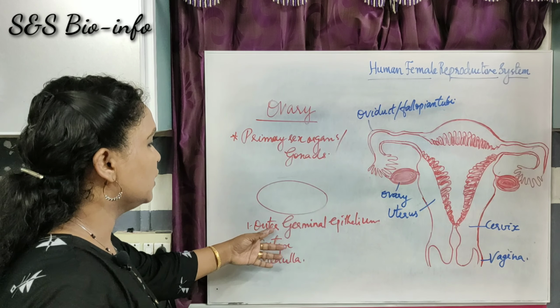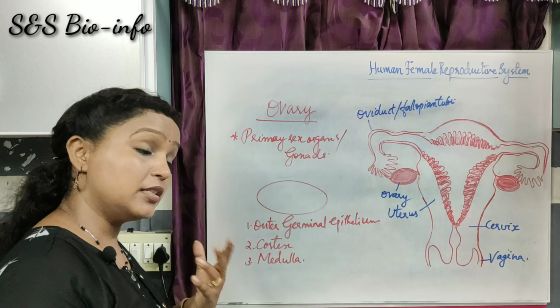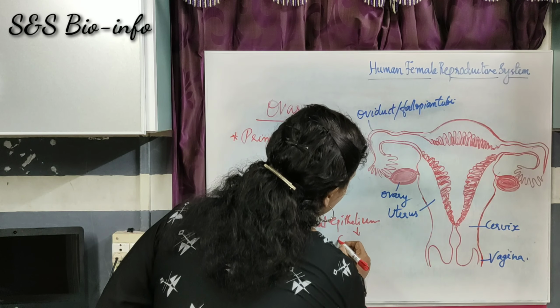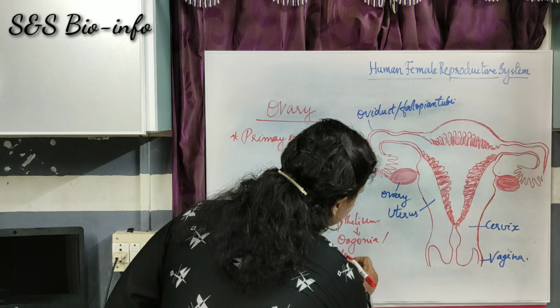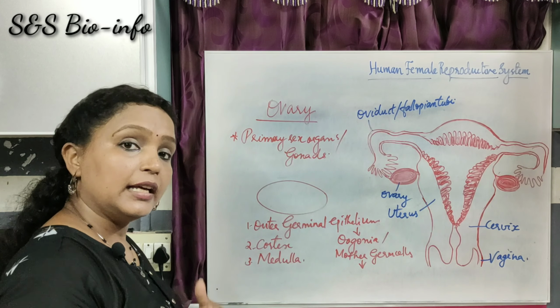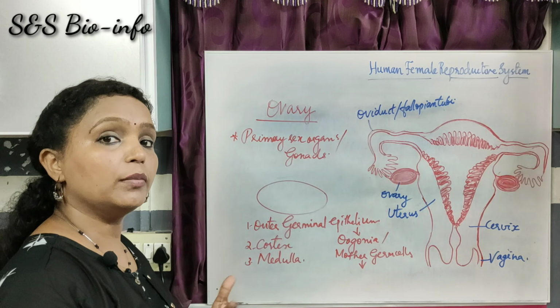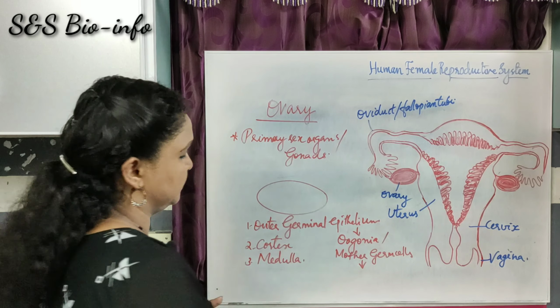The outer germinal epithelium consists of oogonia, the mother germ cells. These oogonia undergo meiosis and finally form the ovum or ova.